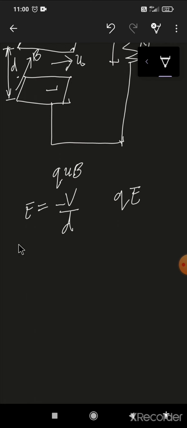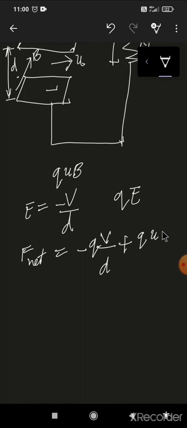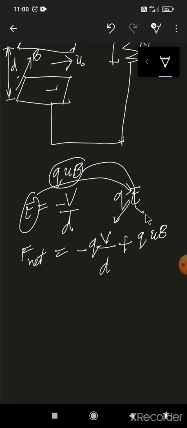So F net will be equal to minus QV by D plus QUB. This E I have used here, so we'll get QV/D, and this force is also acting, so this I have added.